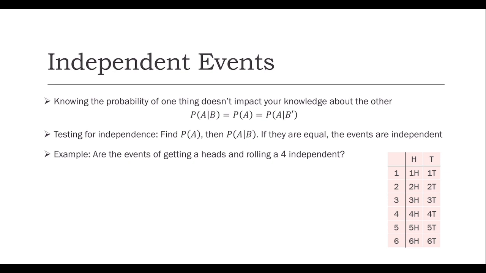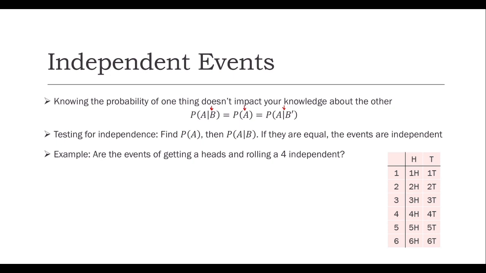So an independent event is when you know the probability of one thing and it doesn't impact your knowledge about the other. So your probability of A given B is still the probability of A, and that's also equal to the probability of A given not B. So to test for independence, you'll find the probability of A, then the probability of A given B, and if they're equal, then the events are independent.